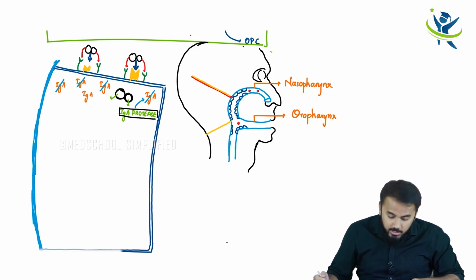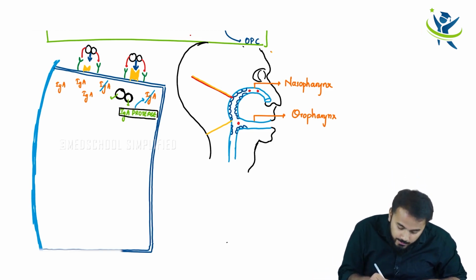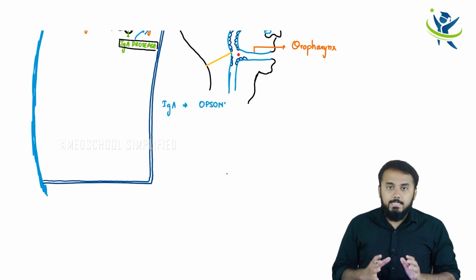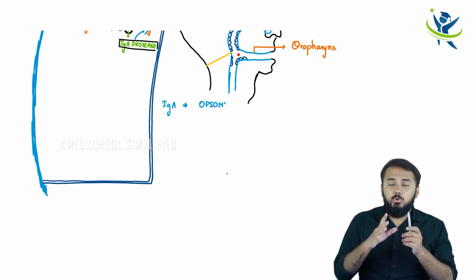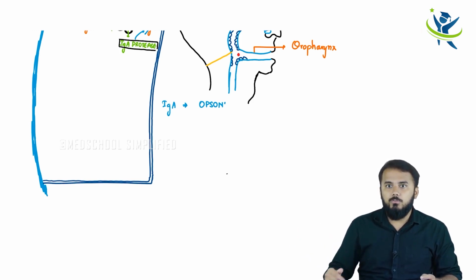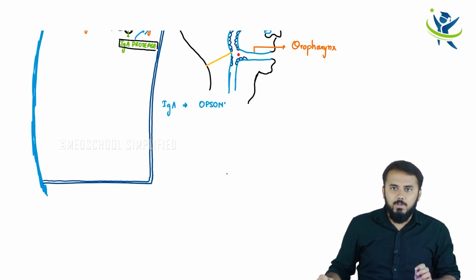What is opsonization? This IgA performs a process called opsonization. Opsonization is a process by which it is showing those meningococci, exposing those meningococci to the neutrophils so that neutrophils will come and attack them fast.